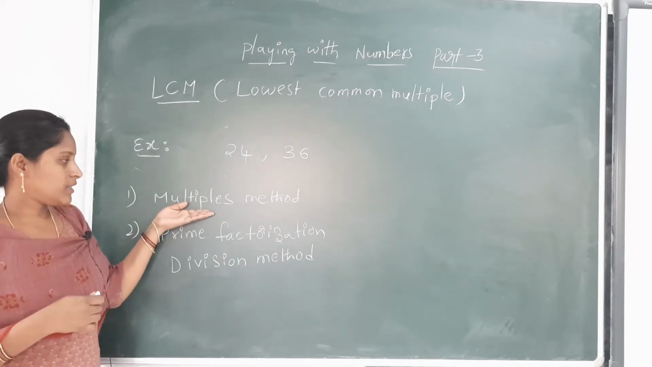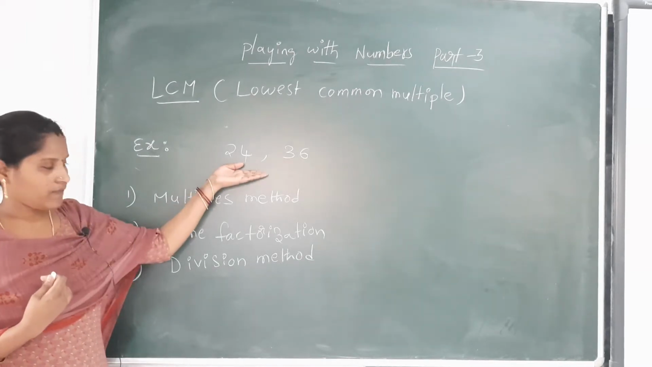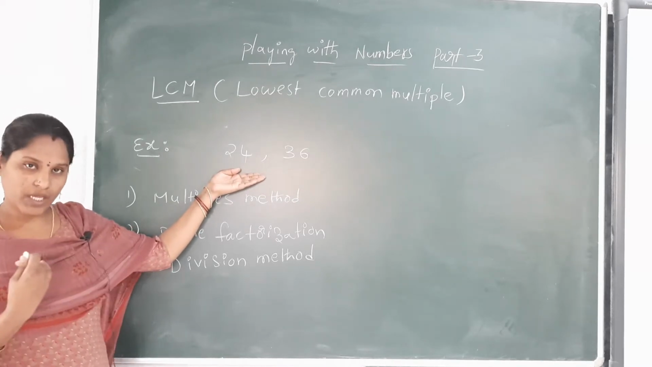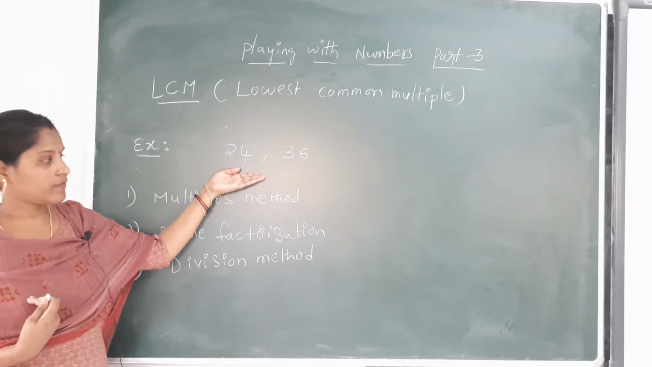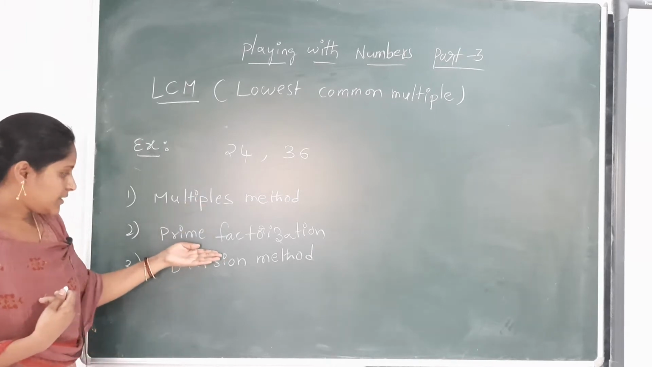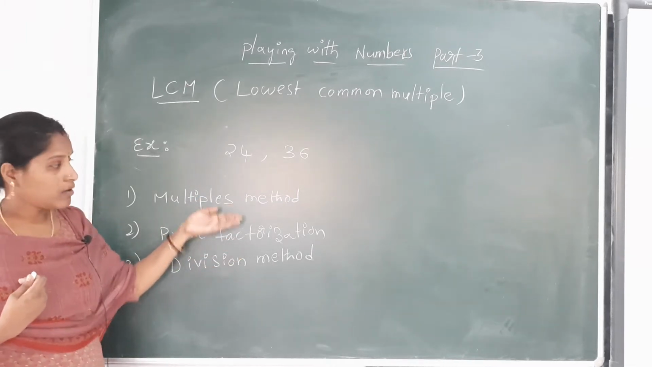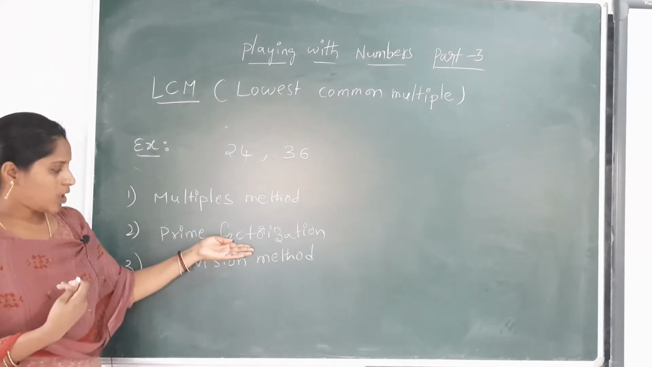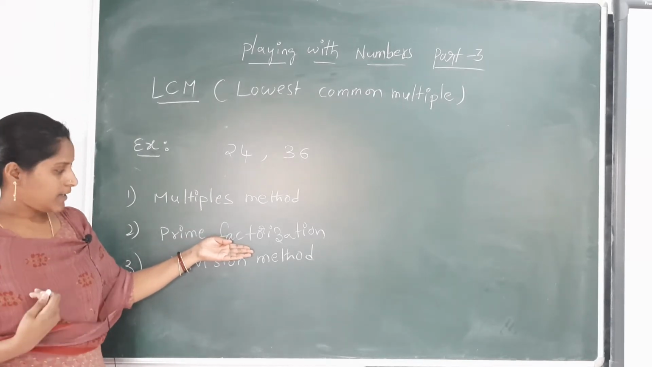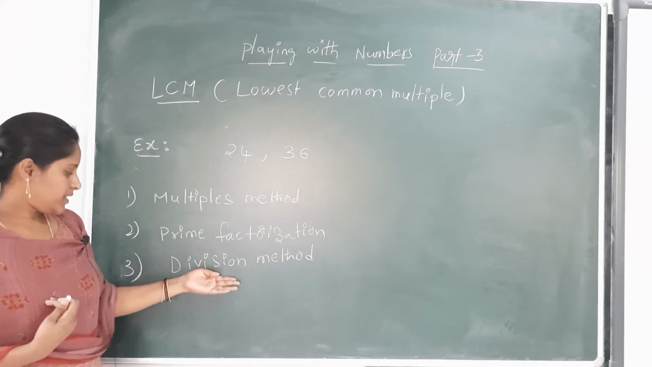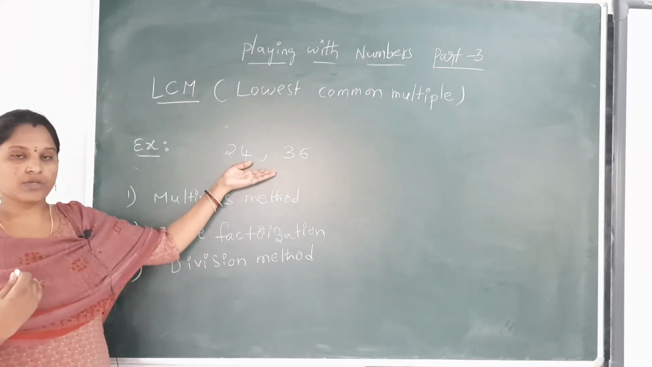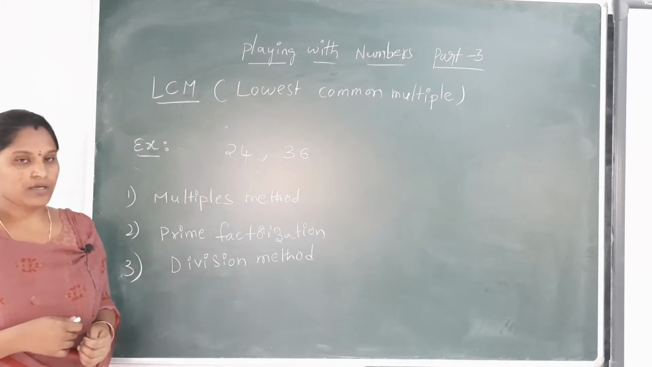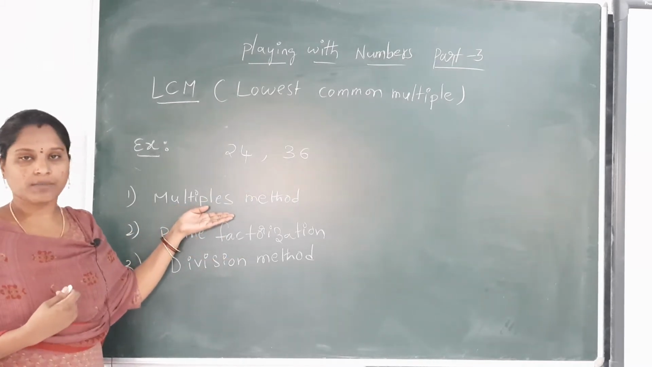In the multiples method, for the given numbers we first write the multiples, then write the common multiples, and then find the lowest common multiple of the two numbers. In the prime factorization method, for these two numbers we first find the prime factors, then the common prime factors, and then the LCM. In the division method, we take the two numbers at a time and do it by division. First we are going to discuss the multiples method.